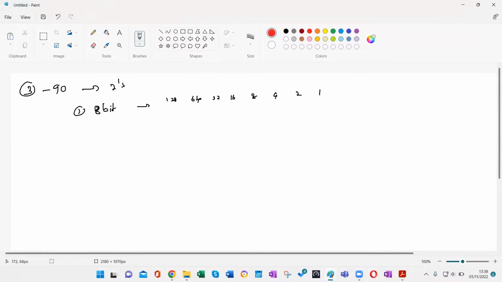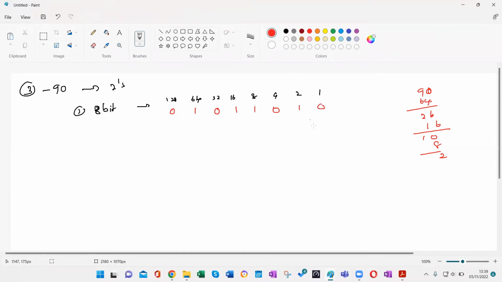Okay, now let's fill 90 into this. There's no 128. There's 64. 90 minus 64 is 26. The remainder is 26, right? And 26, you can't put it into 32. There's no 32 in this, so it's 0. There's 16. So the remainder is 10. 10 can be put into 8. There's one 8 in 10, and the remainder is 2. There's no 4. There's a 2.